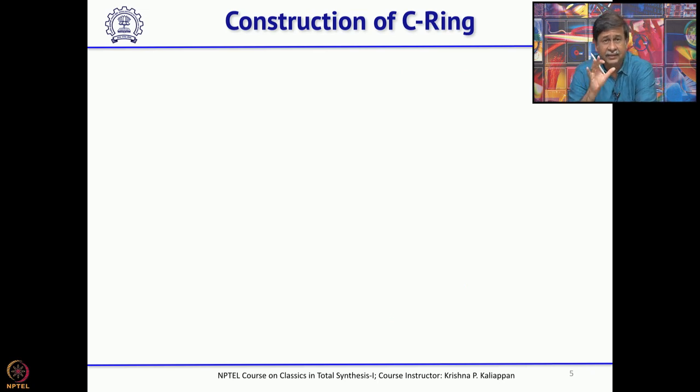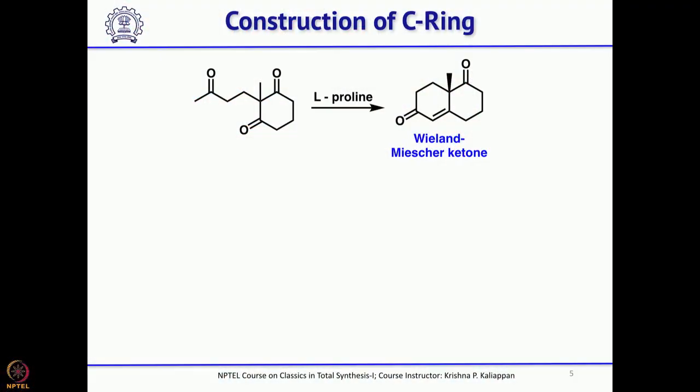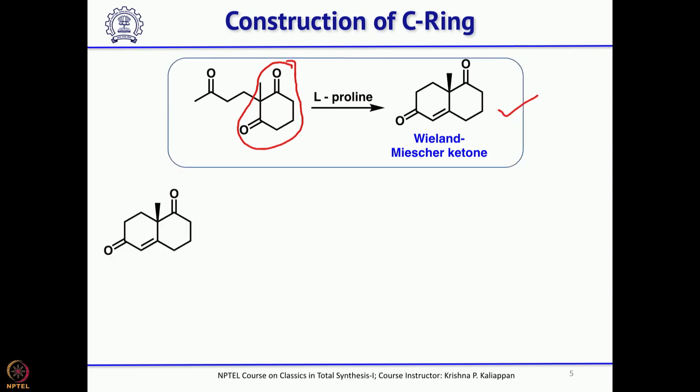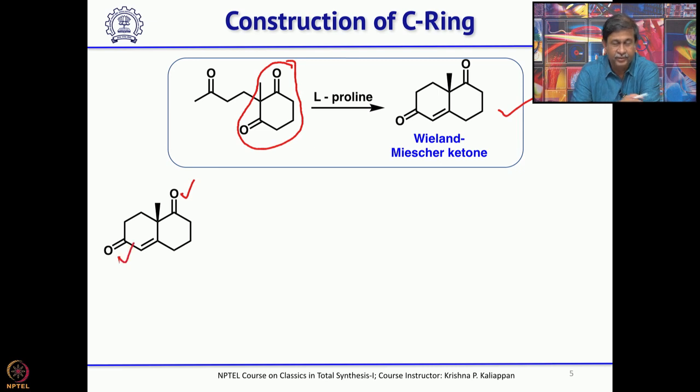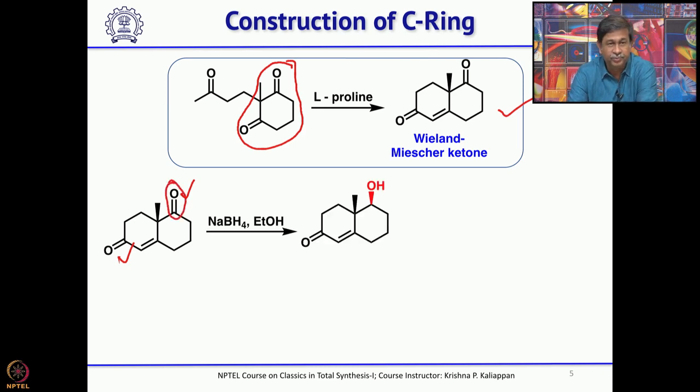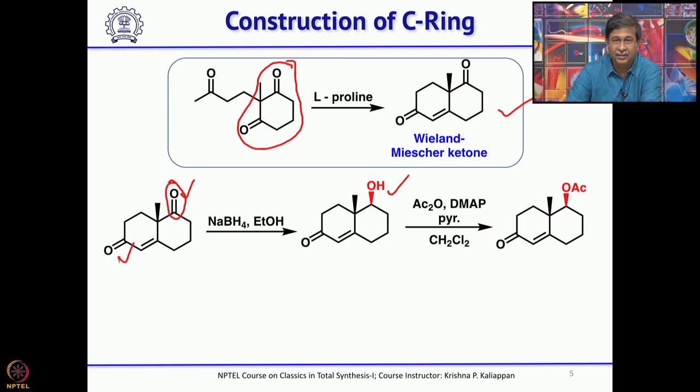First let us start with the construction of the C ring, because he started with Wieland-Miescher ketone with the intention of making the C ring from the cyclohexanone ring. This was made from 2-methylcyclohexane-1,3-dione using asymmetric Robinson annulation to get the Wieland-Miescher ketone in optically active form. Then you have 2 carbonyl groups: one is an alpha,beta-unsaturated ketone, the other is a normal carbonyl group. One can selectively reduce the carbonyl group of the C ring using sodium borohydride in ethanol. You can take 0.25 equivalents of sodium borohydride and do it at sub-zero temperature to get this alcohol. Once you have this alcohol, you can protect it as the acetate by treating with acetic anhydride and DMAP.